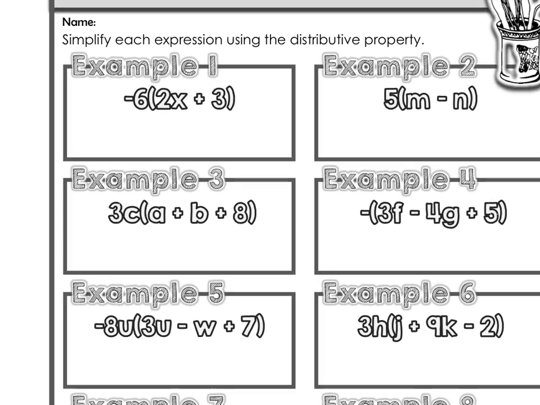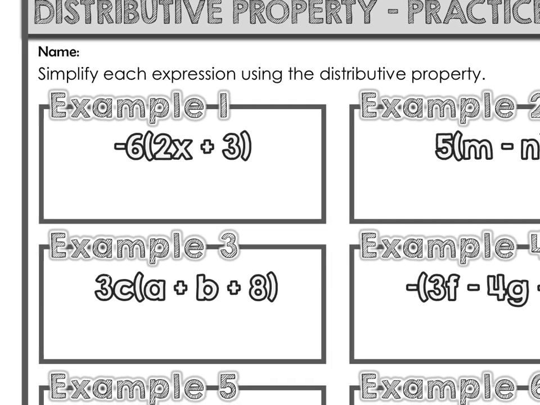Okay, so now we're going to do some examples. We're going to simplify each expression using the distributive property. Here we're going to multiply -6, or 6 times 2x, and because we have the negative in front, each sign is going to change. So 6 times 2 is 12. We keep our x, and it becomes negative because of the negative sign in front. This sign is going to change, so it's going to be subtract. And then 6 times 3 is 18, so you have negative 12x minus 18.